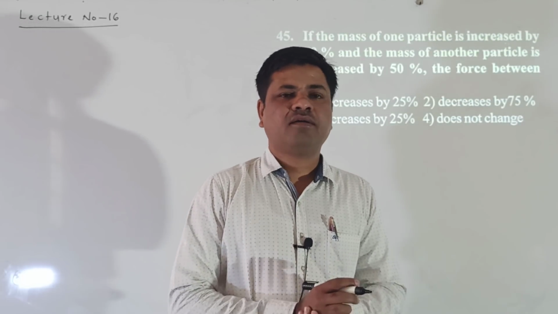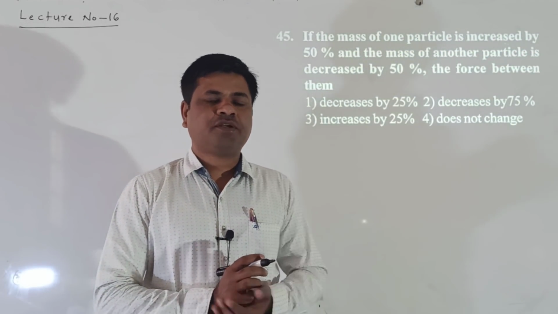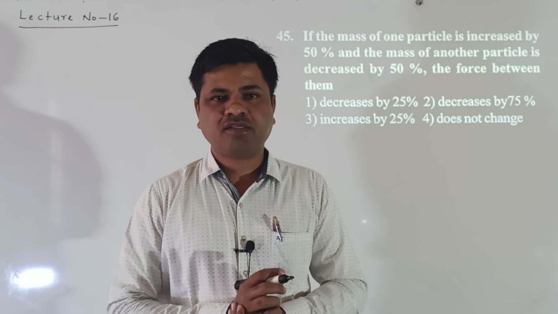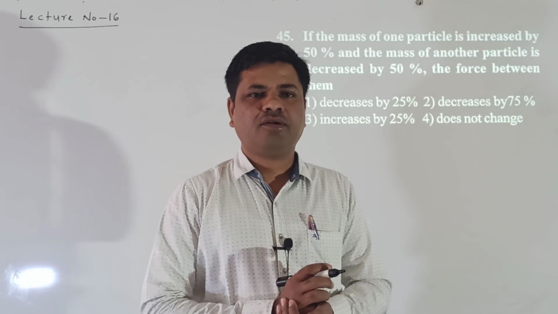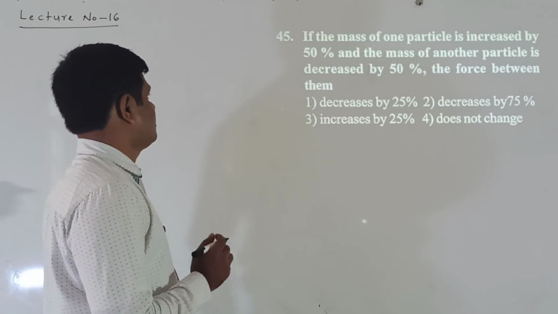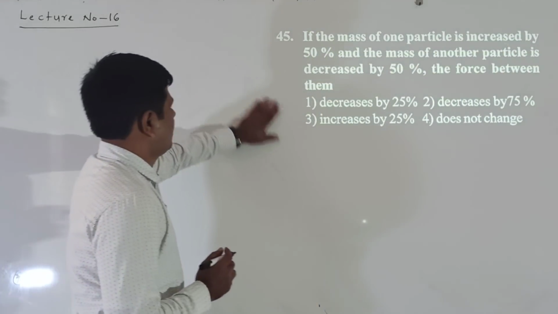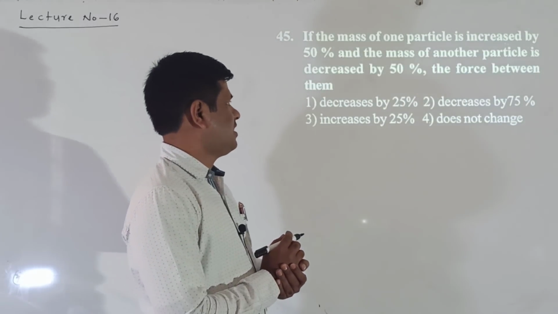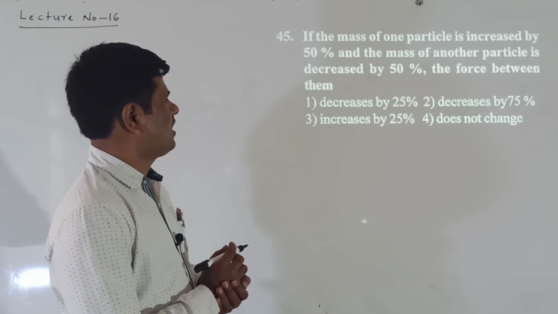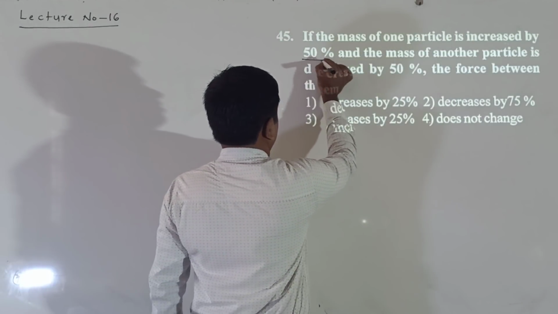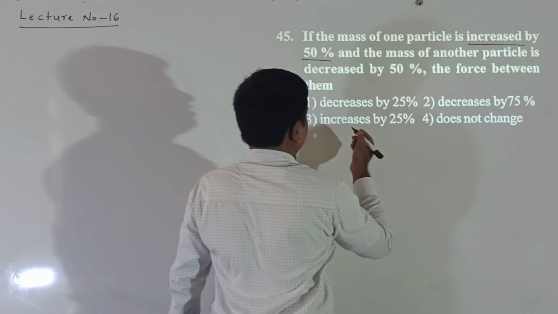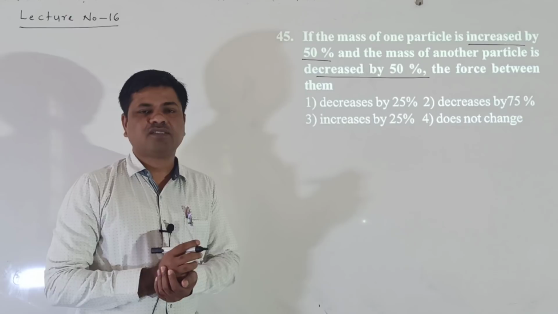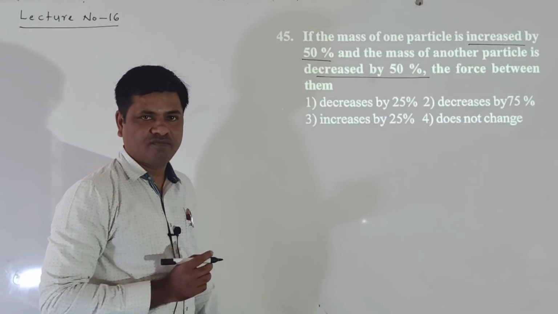Here is the continuation of the objective questions. We are discussing the questions based on acceleration due to gravity. The next question is question number 45. If the mass of one particle is increased by 50% and the mass of another particle is decreased by 50%, then what is the force between them? That is what is asked in the question.